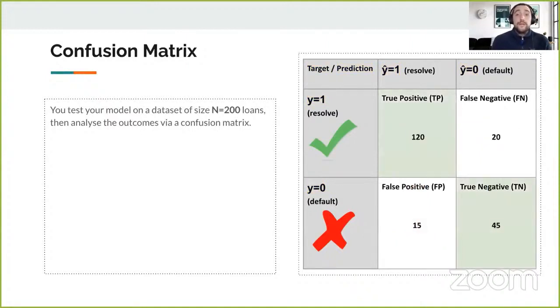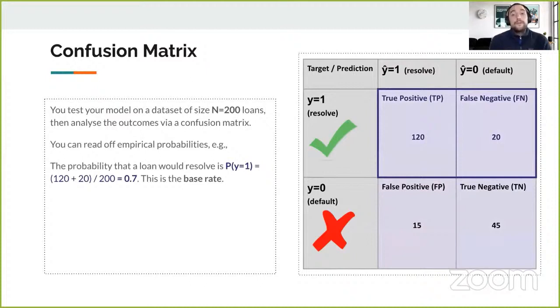By sorting the data in this way, along the diagonal, you have the predictions that the model got right, the true positives and the true negatives. While on the off diagonals, you have the errors, which are the false positives, where the model predicted the loan would resolve, but it actually resulted in default, and the false negatives, where the model predicted the loan would default, but it actually would have resolved.